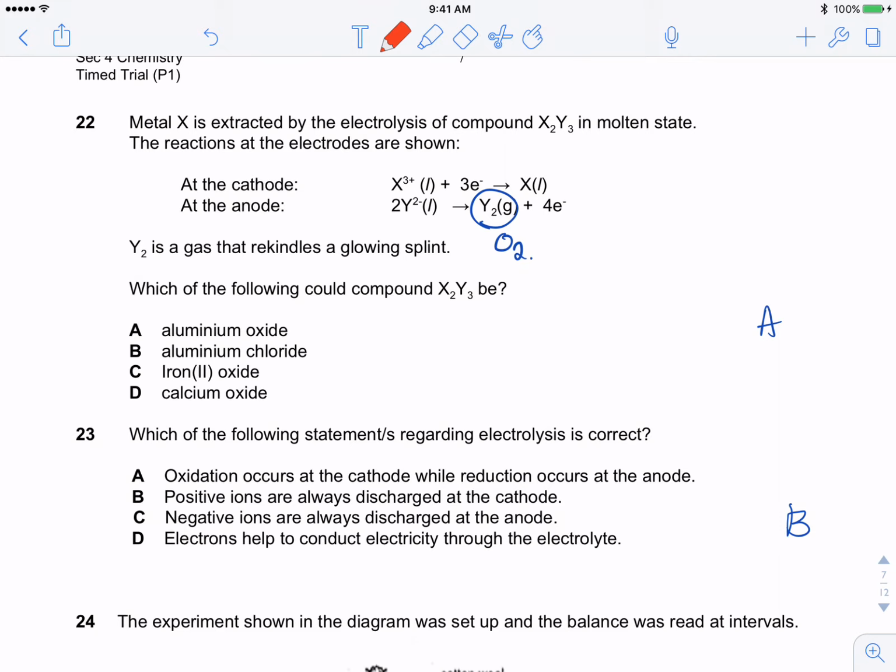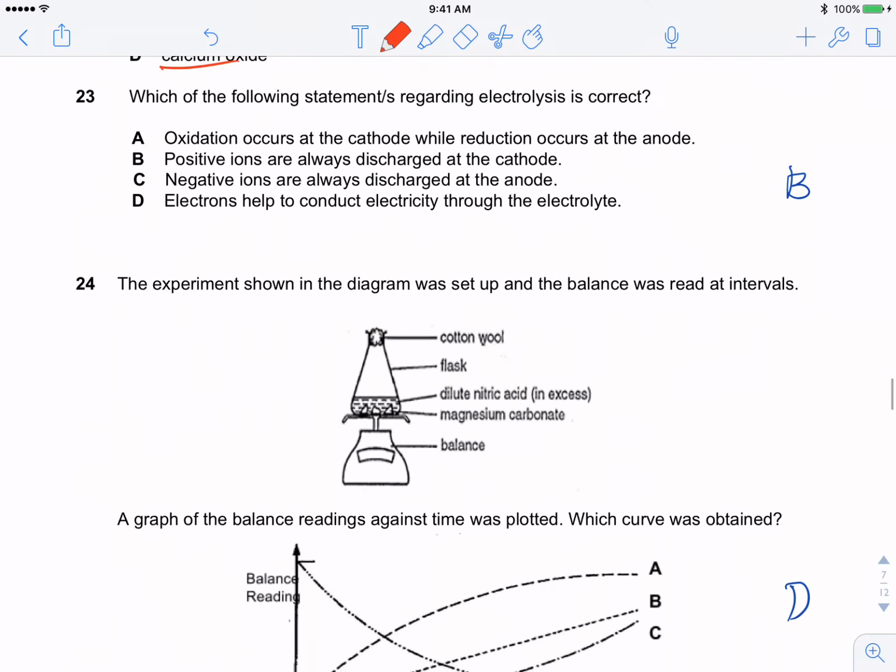Question 22. Metal X is extracted by electrolysis of compound X2Y3 in molten state. The reactions are shown. Y2 is a gas that rekindles a glowing splint. That tells you that it is oxygen gas. So what can X2Y3 be? You already know that Y must be oxide. So what can X be? What do you know is 3 plus? Iron(II) is 2 plus, calcium is 2 plus, we are left with aluminium and it must be an oxide, so answer is A.